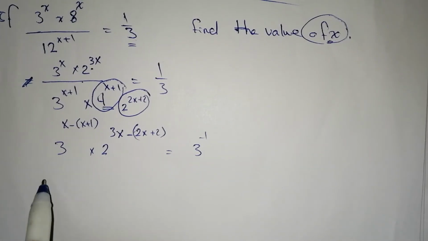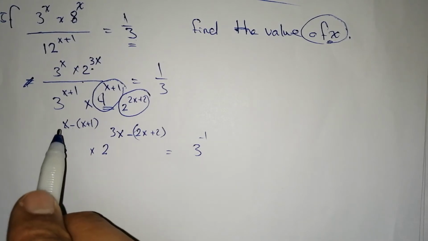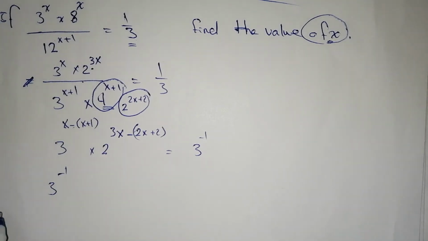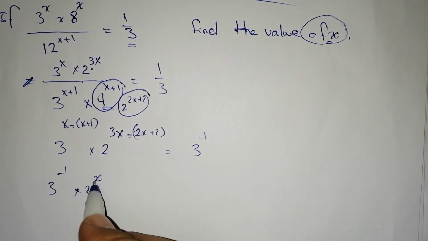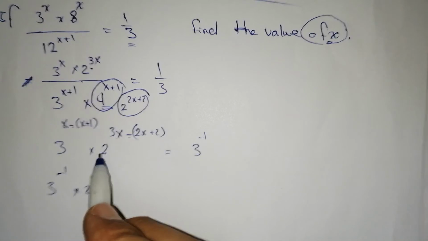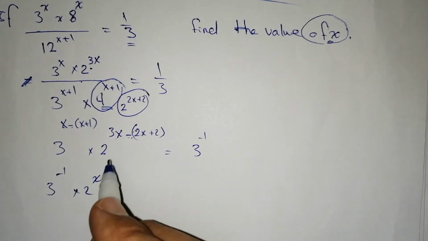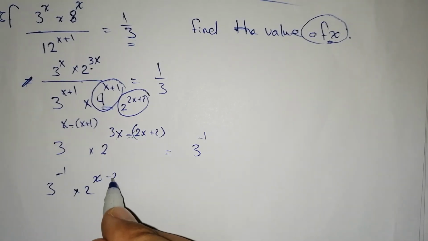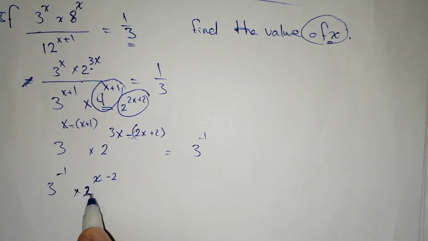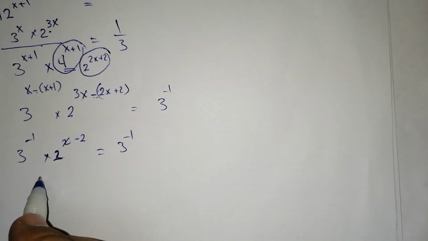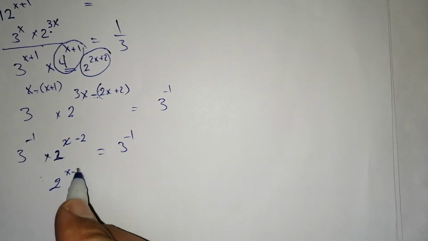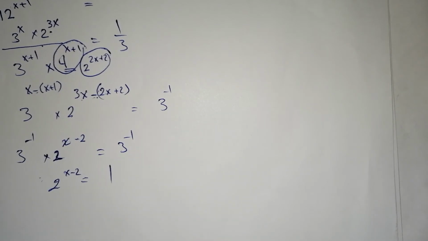So we have 3 power x minus x, which is equal to 0, and negative 1. And then 2 power 3x minus 2x, which is equal to x, and negative 2, so 2 power x minus 2, and then we have in the right hand side 3 power negative 1. We can divide by 3 power negative 1, and then we have 2 power x minus 2, which is equal to 1. That's very good, by dividing the two sides by 3 power negative 1.